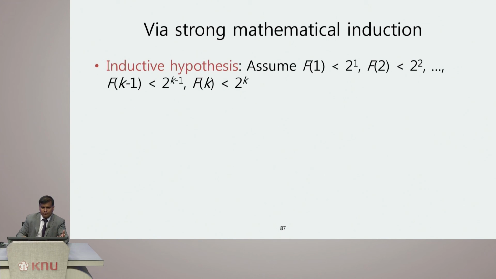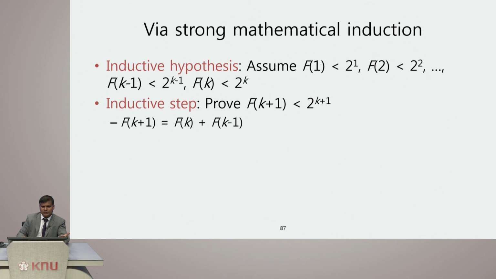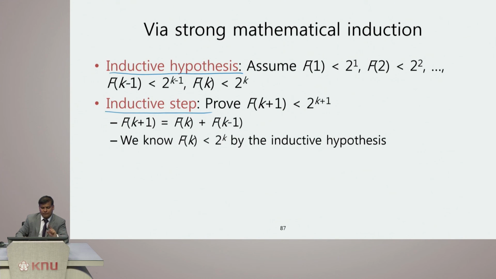Strong induction, as you know, we have to show for all values f of 1, f of 2, f of 3 till f of k, and then for the inductive step we take f of k plus 1, the next value. So for the inductive hypothesis we don't have to prove, we just assume that it is true for all values, but for the inductive step we have to show. So here f of k plus 1 equals f of k plus f of k minus 1. We know that f of k is less than 2 power k by inductive hypothesis, but that is one of the assumptions that we have there.